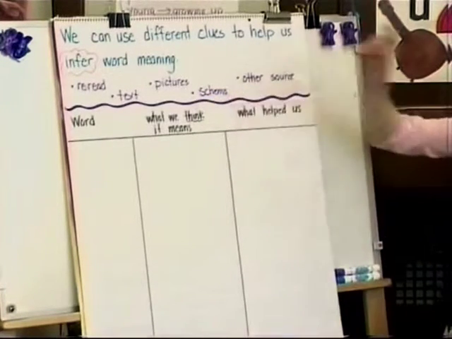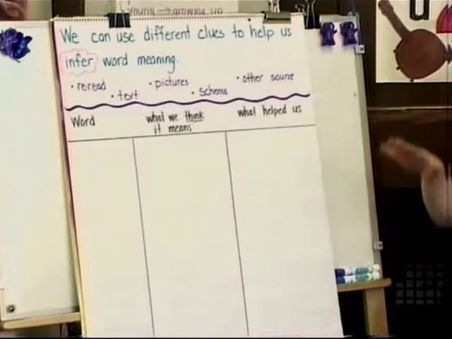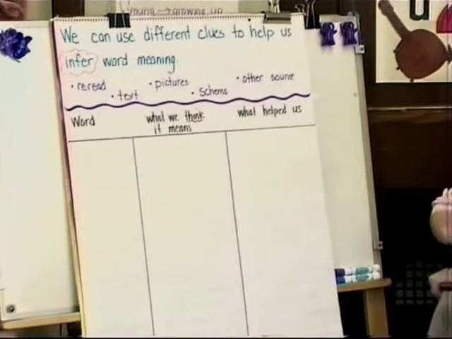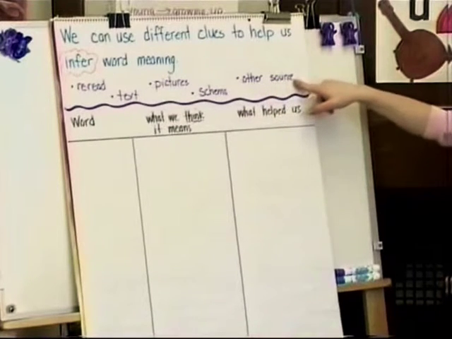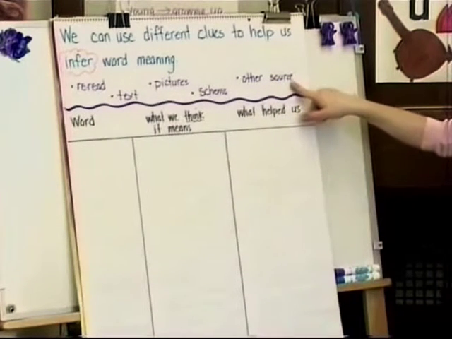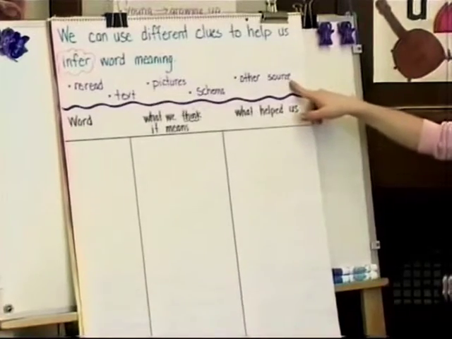Do you remember when we read How Many Days to America? And it talked about a boat bobbing? And Jose had seen a boat, and he knew that boats went back and forth like this. He used his schema to figure out what that word meant. We can also use another source. Sometimes we have to think about another book. Sometimes we can ask someone that knows. Sometimes we can check in the dictionary. Or you could use your imagination.